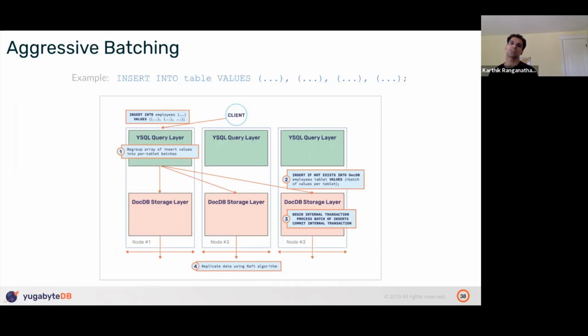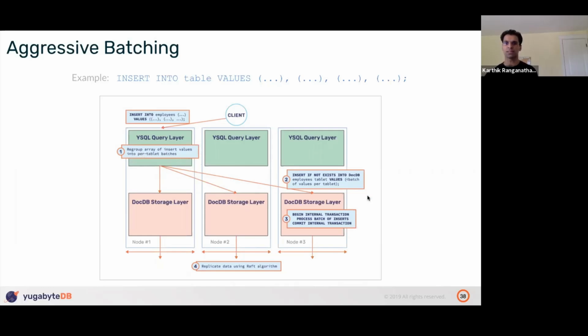So let's say you're inserting an array of values, like a bunch of different rows. Your Postgres plan would be, let's just insert row by row and then commit the transaction. It's simple, right? But if you do that with Yugabyte, you're going to make one RPC call for every entry here. And if you have 100 rows, you're going to be doing 100 different RPC calls and then finalizing the transaction, which is going to be very slow. So what we end up doing is we regroup the array of insert values into per tablet batches and then flush the tablet batches in parallel, right?